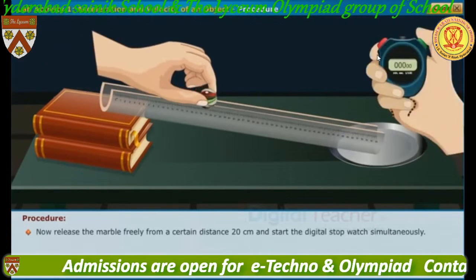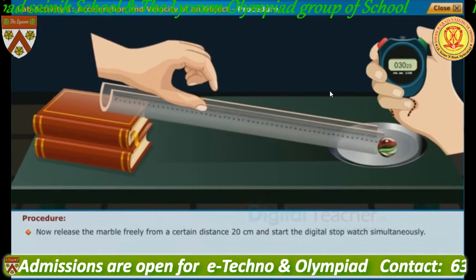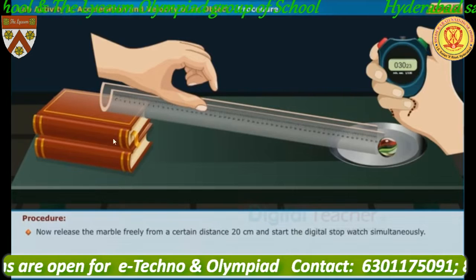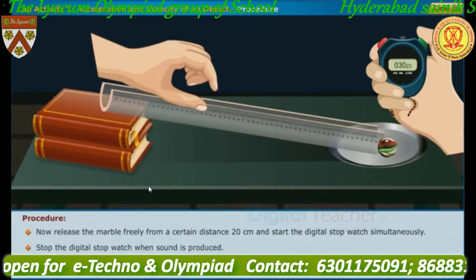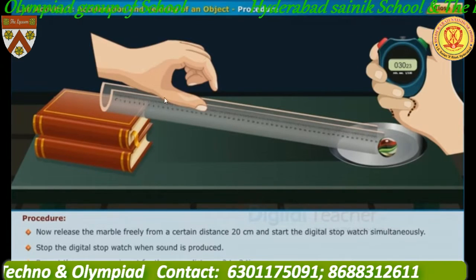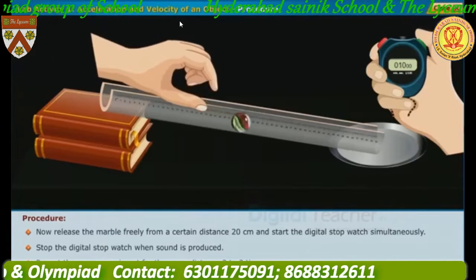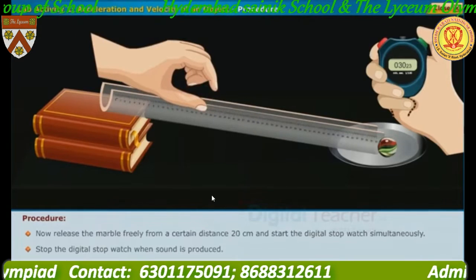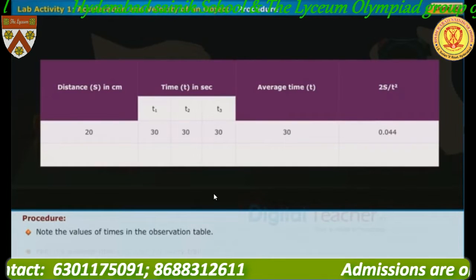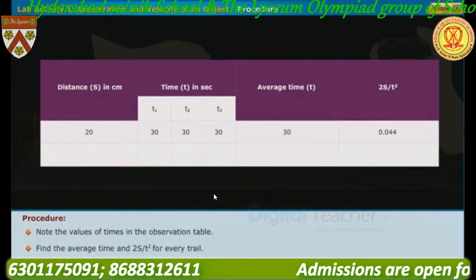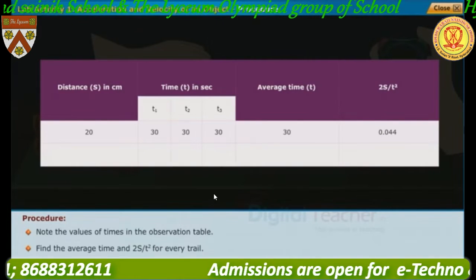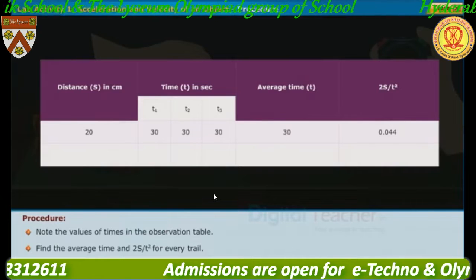Now release the marble freely from a certain distance, 20 centimeters, and start the digital stopwatch simultaneously. Stop the digital stopwatch when sound is produced. Repeat the same experiment for the same distance 2 to 3 times. Note the values of times in the observation table. Find the average time and 2s by t square for every trial. Draw the distance versus time graph for all values.